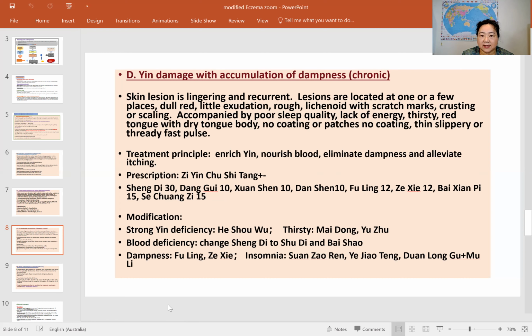If the thirsty is strong, we can add 麦冬玉竹. For blood deficiency, we can change 生地黄 to 熟地黄 and add 白芍. For dampness, we normally use 茯苓泽泻. We can increase it. For insomnia, we can use 酸枣仁、夜交藤、断龙骨 and 牡蛎.